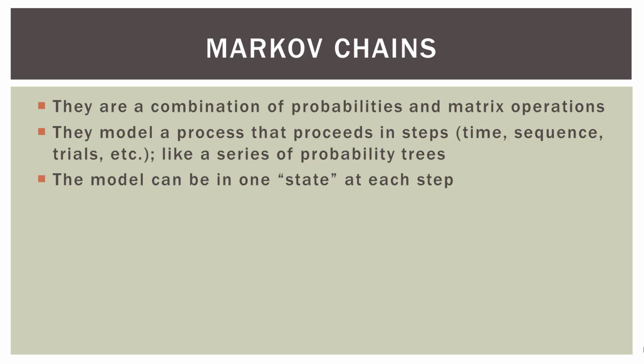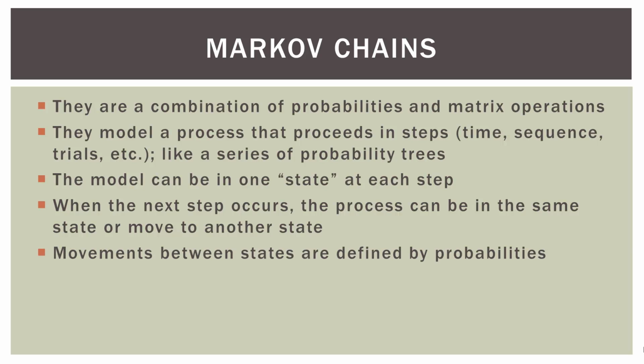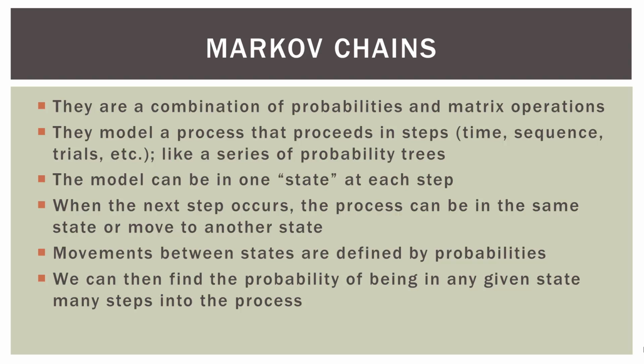The model can be in one state at each step. When the next step occurs, the process can be in the same state or move to another state. Movements between states are defined by probabilities. And remember from our problem, we gave you those. And we can then find the probability of being in any given state many steps into the process. And this is the really important part and the power of Markov chains.